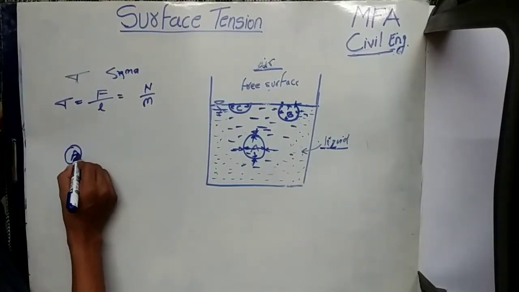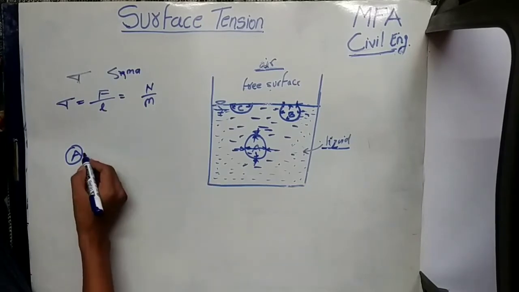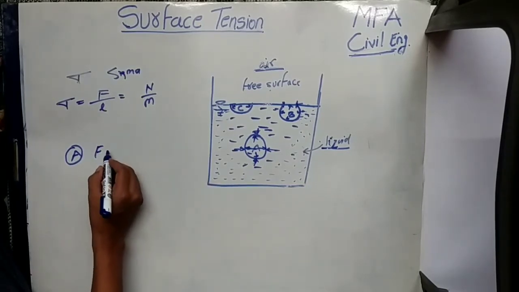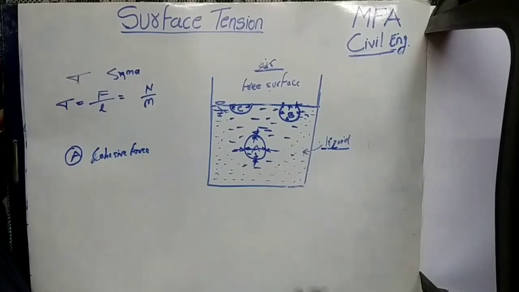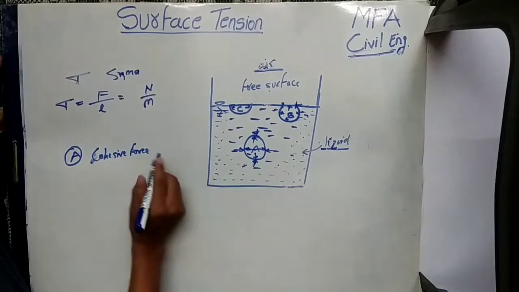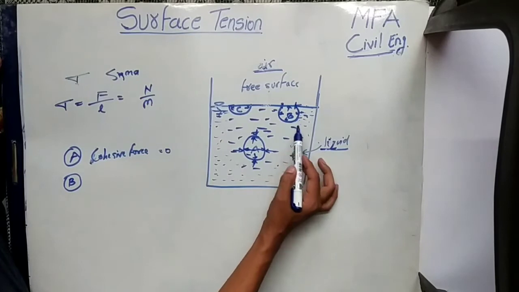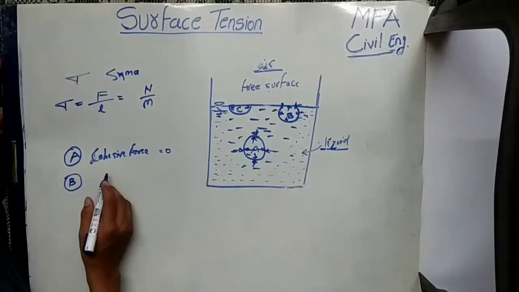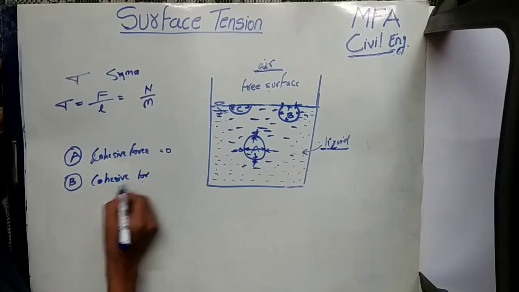In the case of molecule A, it is surrounded by other molecules of the same liquid. The force acting on molecule A is called cohesive force, which acts in all possible directions, so the net force acting on molecule A is 0. But in the case of molecule B, which is partially submerged in the liquid, there are two types of forces acting on it. The first is the cohesive force and the second is the adhesive force.